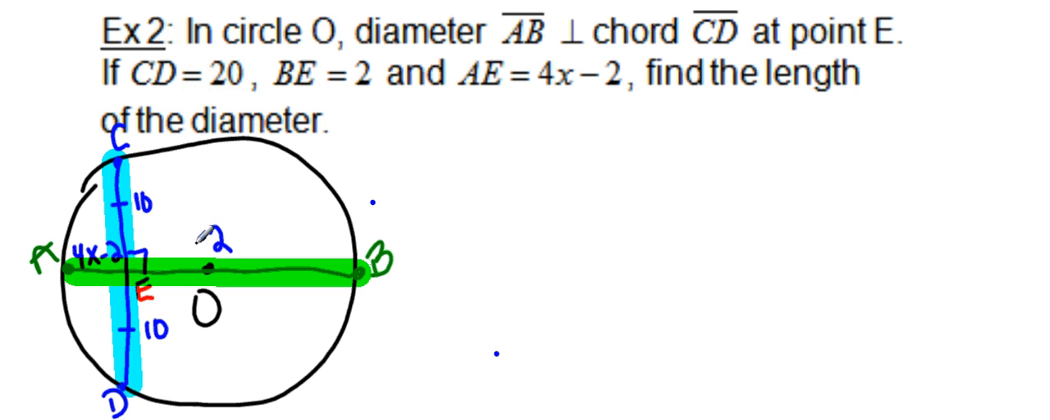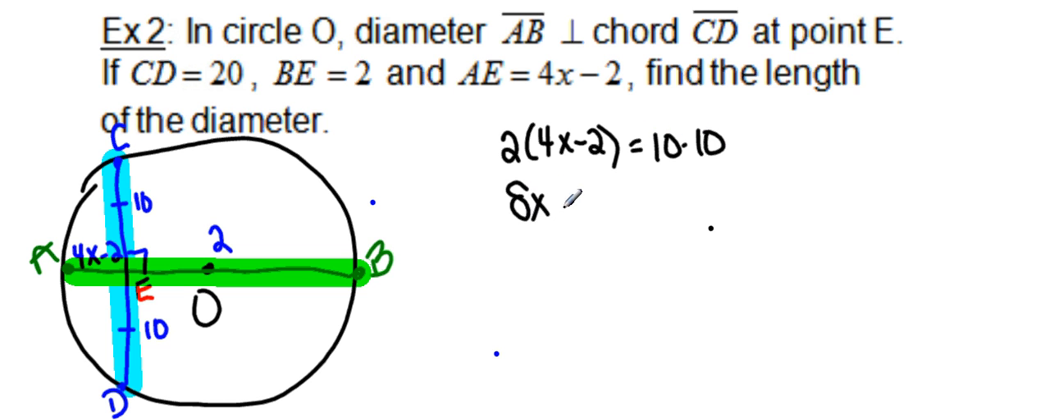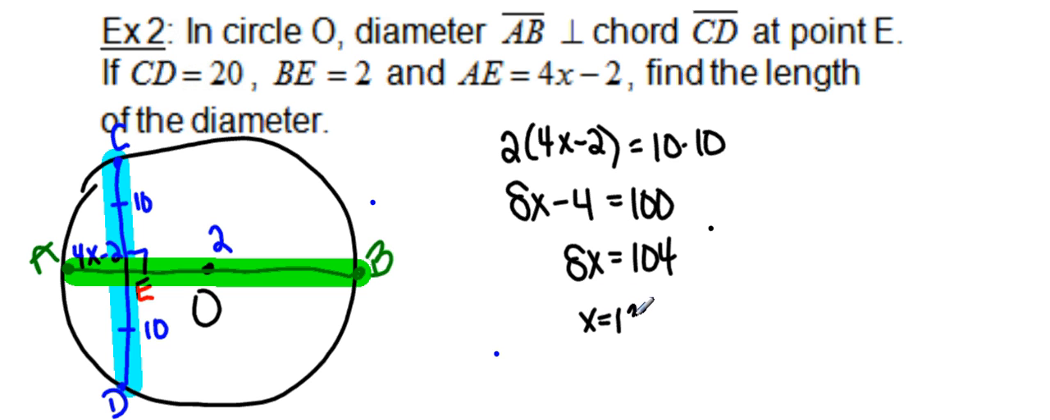So the two pieces of the green chord are 2 and 4x minus 2. Their product must be equal to the two pieces of the blue one, 10 times 10. Again, I'm going to apply the distributive property. And I mentally add 4 to both sides. 8x is equal to 104. I'm going to divide both sides by 8. And I find that the value of x is equal to 13.